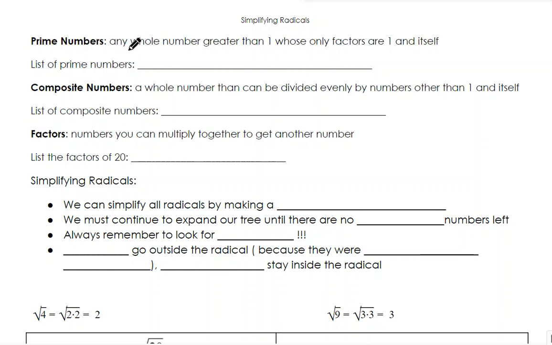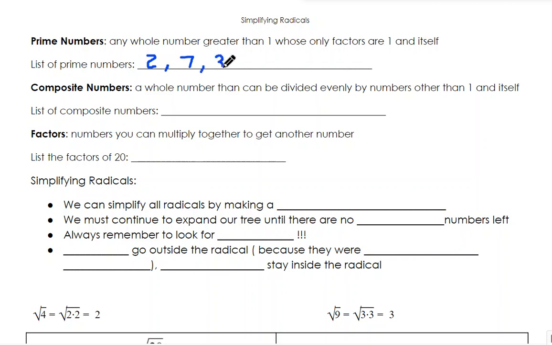So prime numbers you start learning back in like elementary school. All right, so a prime number is any whole number that's greater than 1 whose factors are 1 and itself. So what are some prime numbers? Well, 2 is a prime number because it can only be divided by 2 and 1. What's another one? Let's say like 7. 7 is a prime number because 7 can only be divided by 7 and itself. Nothing else can divide into it evenly, right?